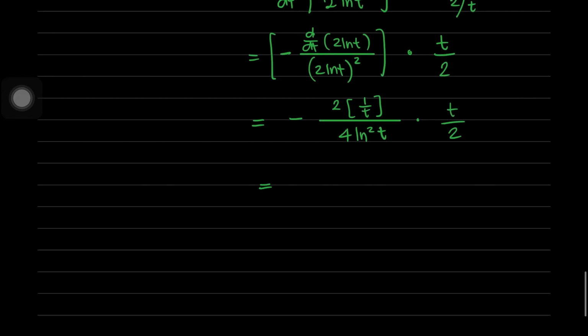Now, this 2 in here will cancel out with the 2 in here, and t will also cancel out with this t. So the remaining expression would now be negative 1 all over 4 ln squared of t. This is now d squared y over dx squared.